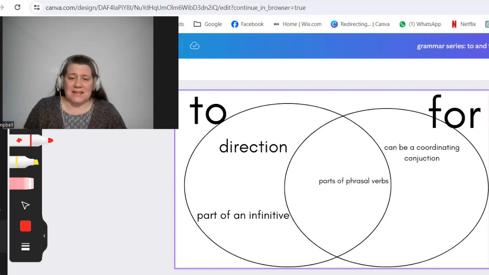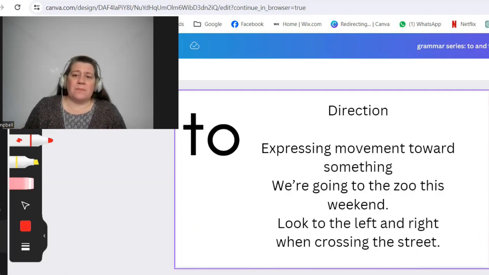So let's get started. We're going to first look at "to", and we're going to talk about each one of the ways that we use "to". So as I said before, "to" is a direction. "To" expresses movement towards something, like we're going to the zoo. Look to the left, look to the right when crossing the street. Okay? It's directions.